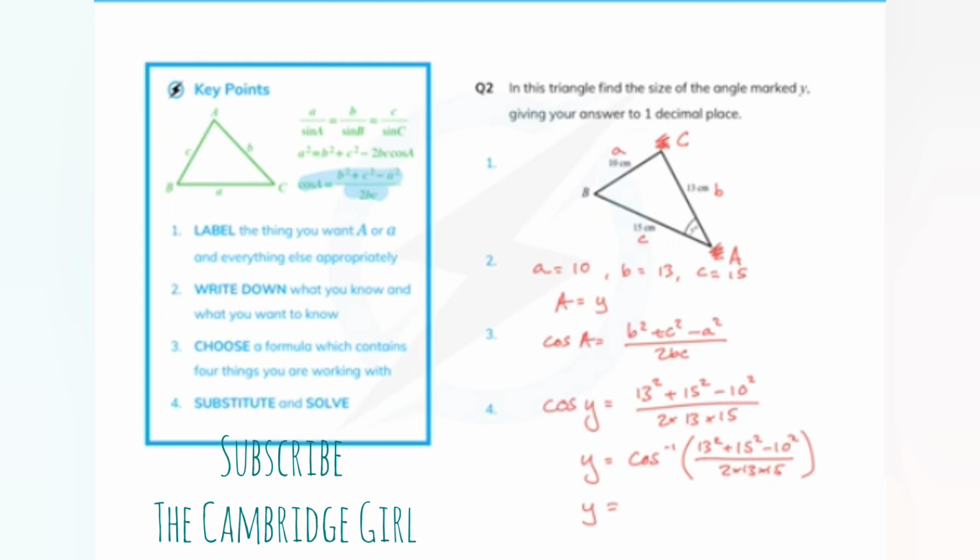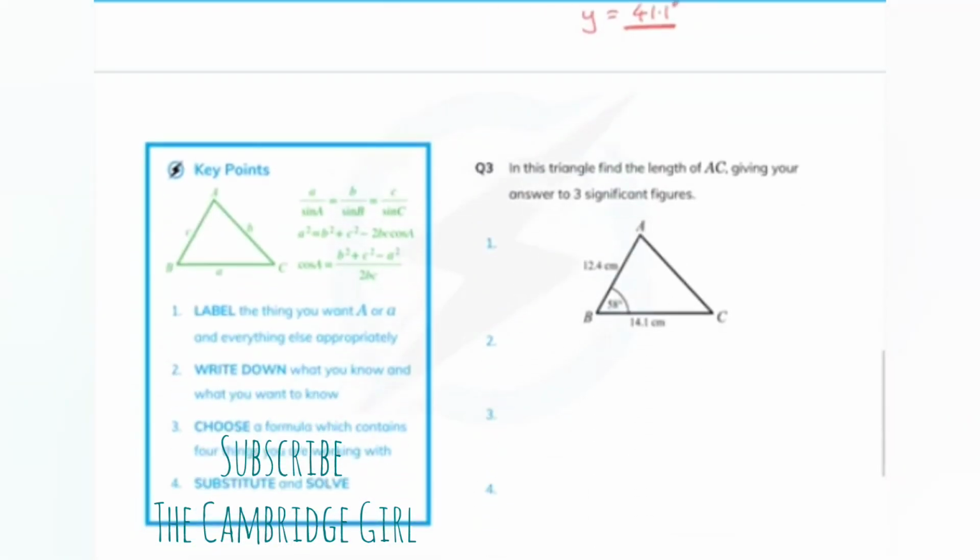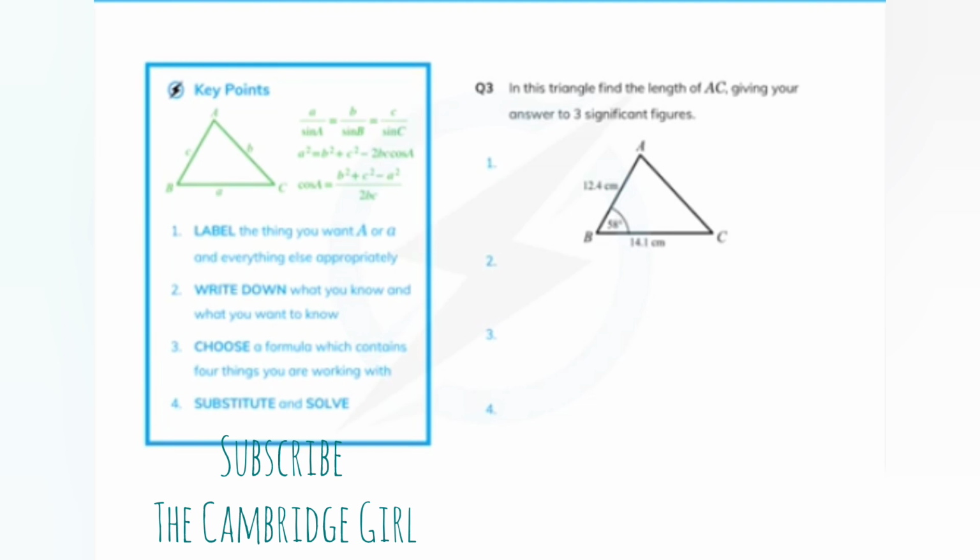So, to one decimal place, if I put that in my calculator and press equals, I get 41.1 degrees. I will do one more question, just because it's slightly different again. And what do we do first?